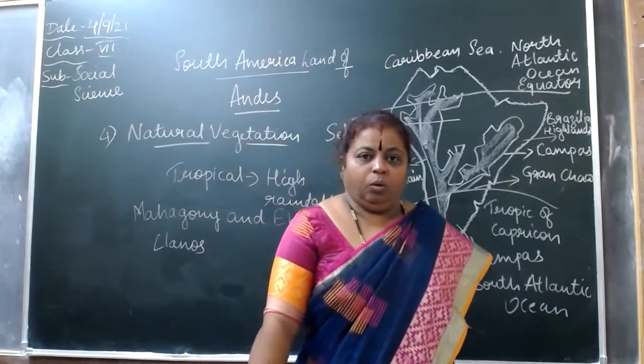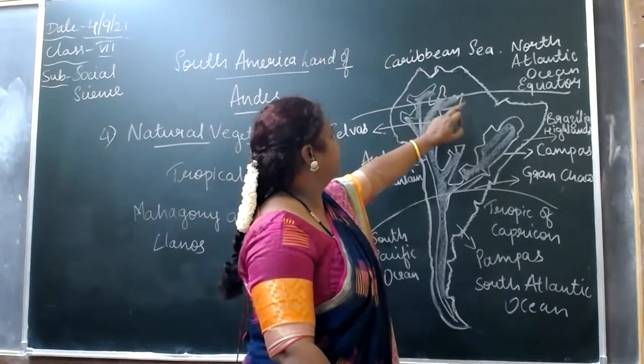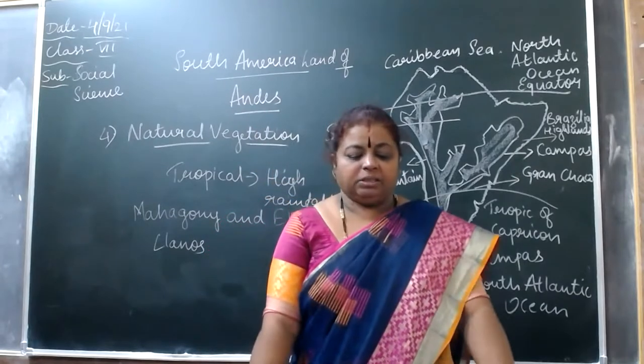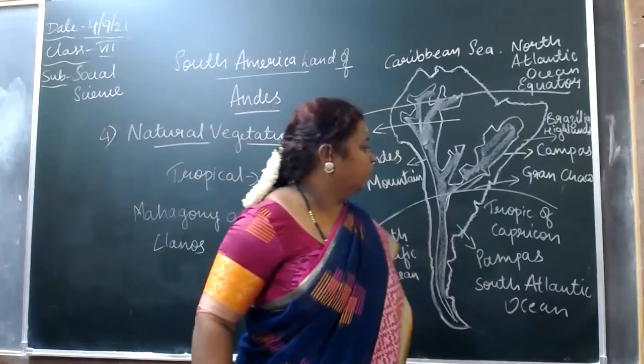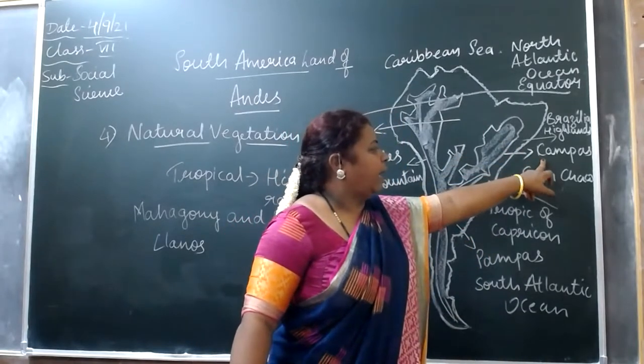And in the northern side of the Orinoco River, what will we get over there? The llanos, grasslands, and in the Brazilian Highlands, the campos.